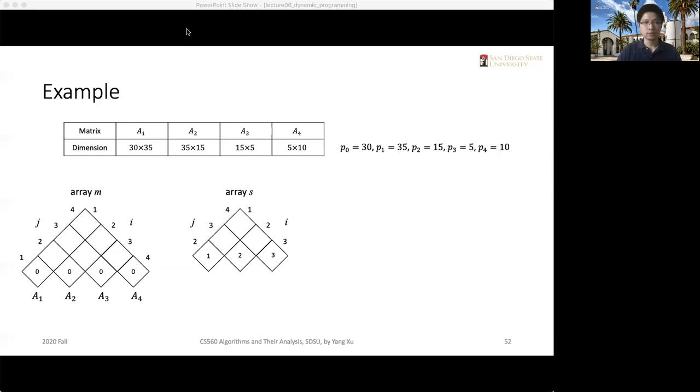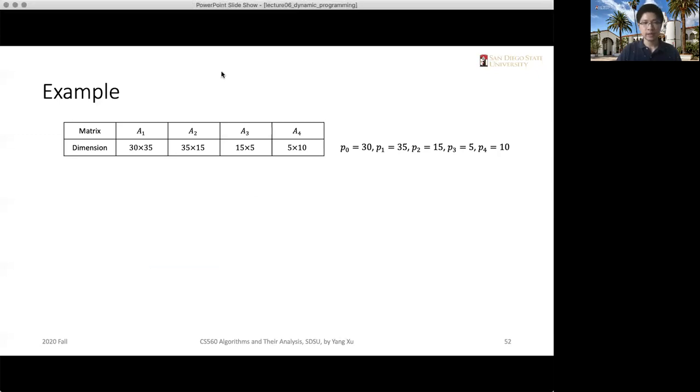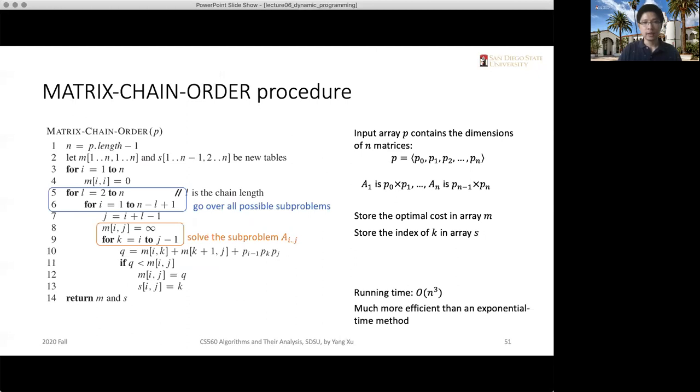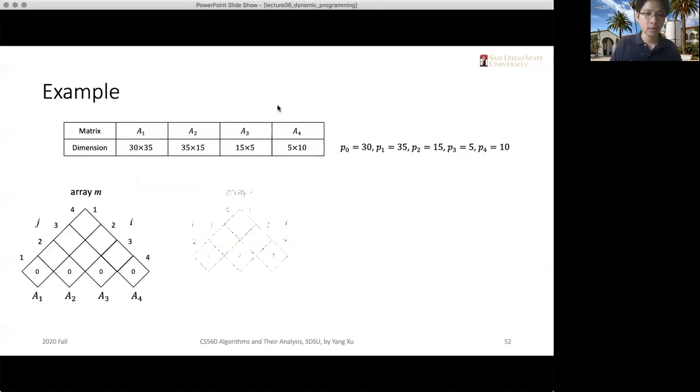according to the code, let me turn to the previous slide. Okay, according to the code, we will initialize M and S to be new tables, right? And then line 3 to line 4 will initialize the indices that have the same row and column index, which is the diagonal elements in M, to be 0. So that's why in the next slide, we have the diagonal elements to be 0.